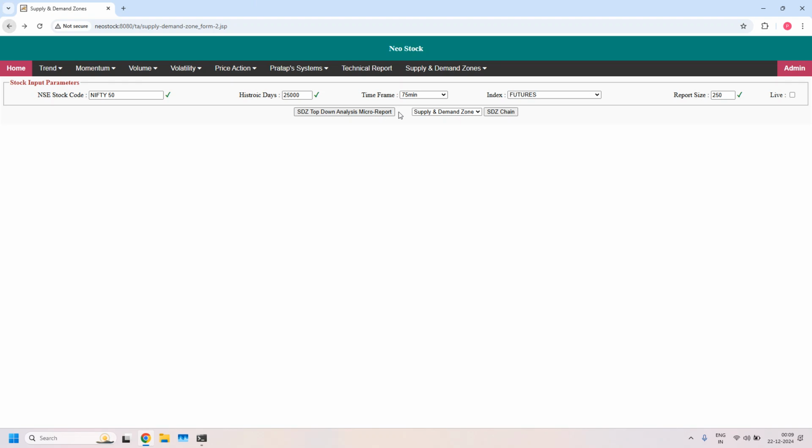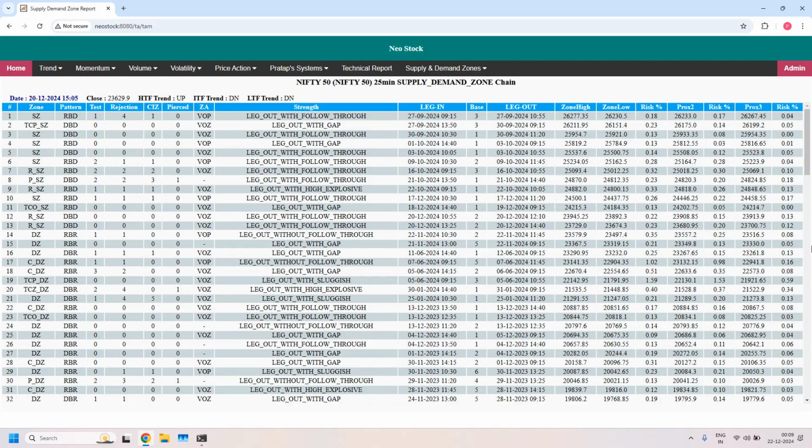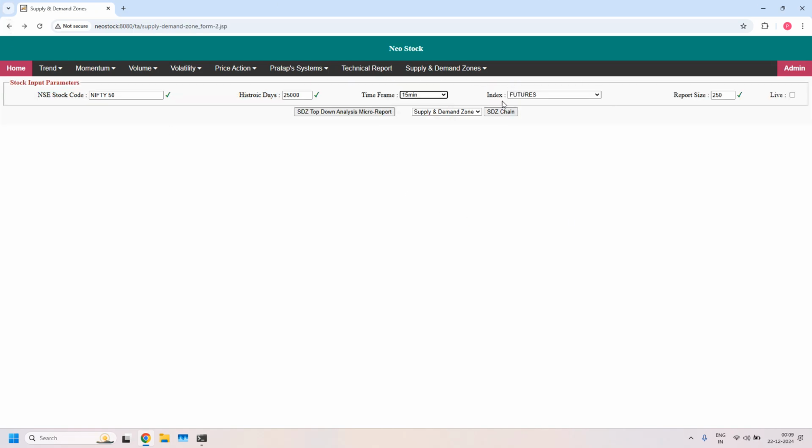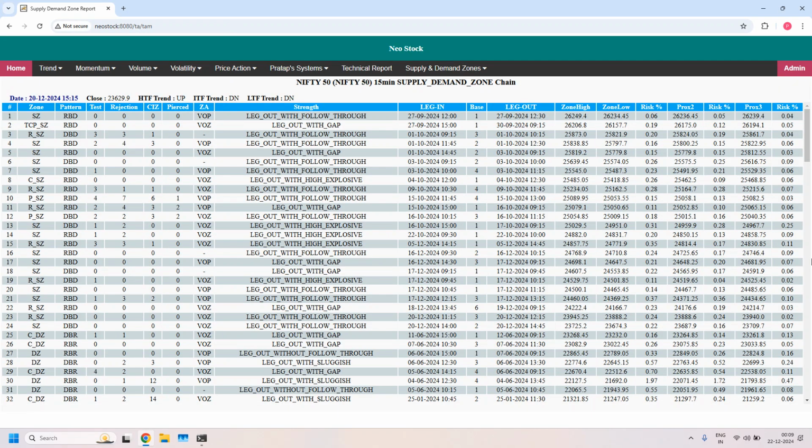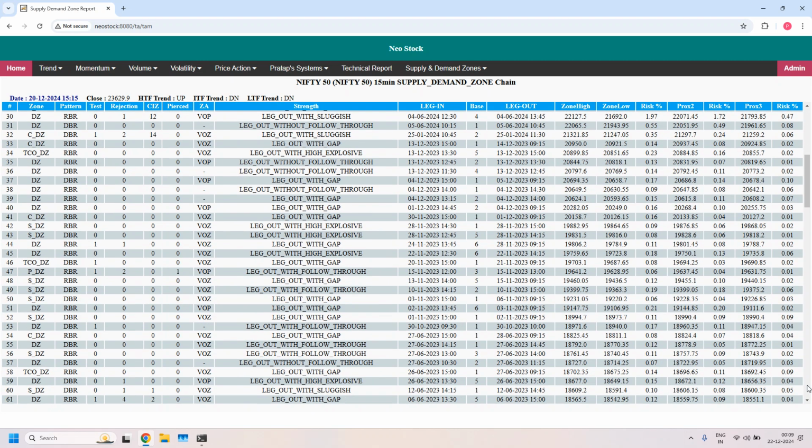Okay, next, 25 minutes supply demand zone chain for Nifty. Okay, next, 15 minutes supply demand zone chain for Nifty. Because you have only few demand zones, I am scrolling the list down. You can find more 15 minutes demand zones.